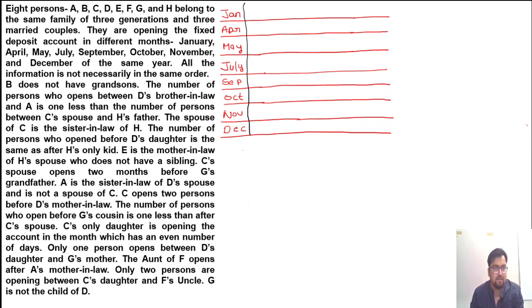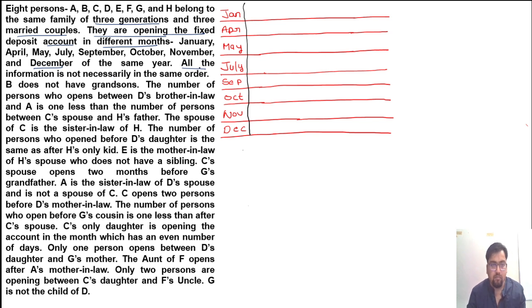The next slide is: 8 persons belong to the same family, and there are 3 generations. Let me choose the color first of all. Now 3 generations, and there are 3 married couples. They are opening the FD account in different months, from Jan to December, but the months mentioned are January, April, May, July, September, October, November, and December. See, January, April, May, July, September, October, November. Now all of the information is not in the same order.